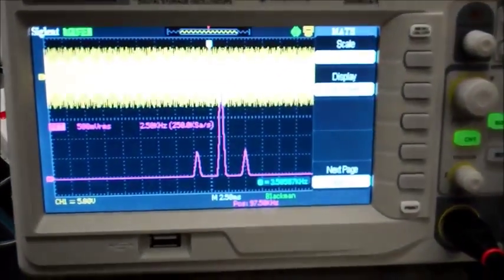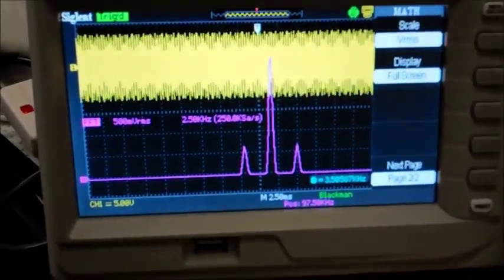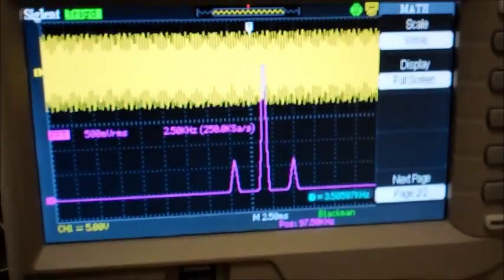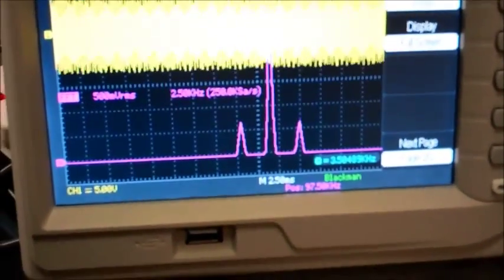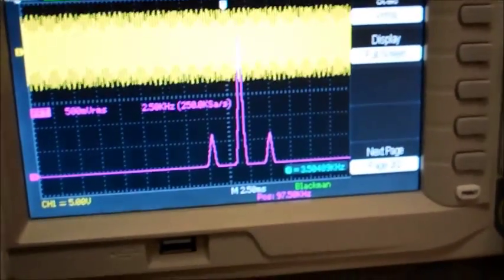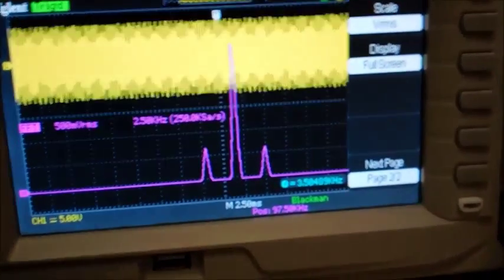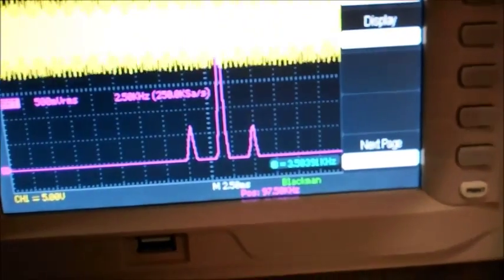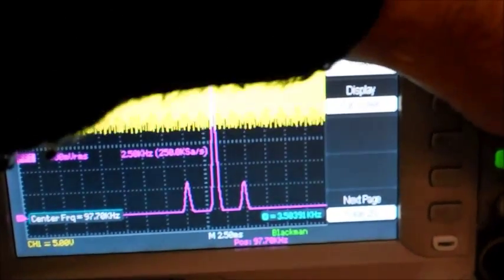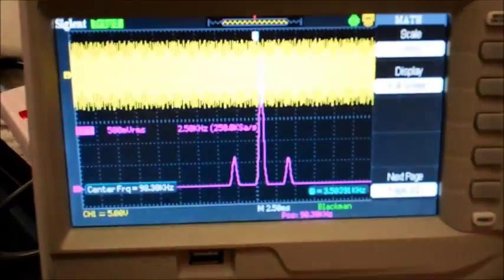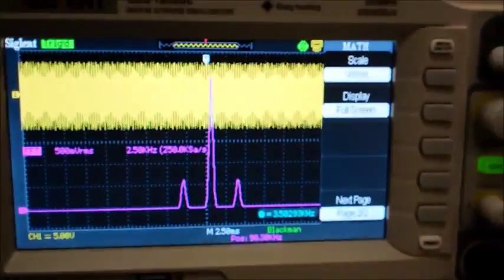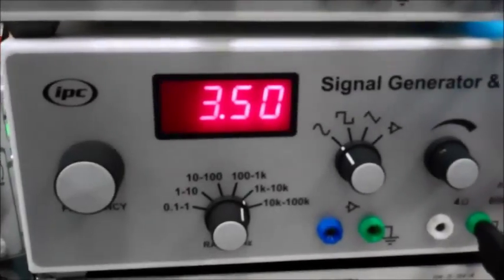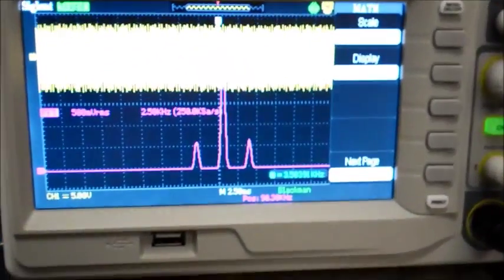Now on the screen of the DSO we can see both the time domain waveform, that's the yellow waveform at the top, and also the frequency domain waveform, and that's the purple waveform at the bottom. And that's exactly as we would expect for an AM modulated signal. We have a central carrier which has a frequency centered on 100 kHz and two sidebands. Now we would expect that as we change the frequency of the modulating waveform, that's the lower frequency, we would expect that the sidebands would move in and out.